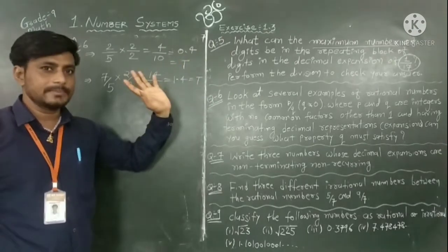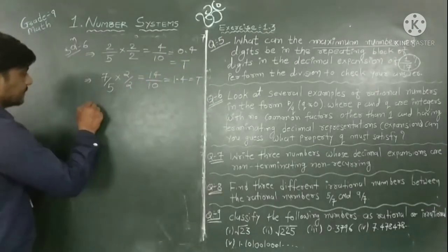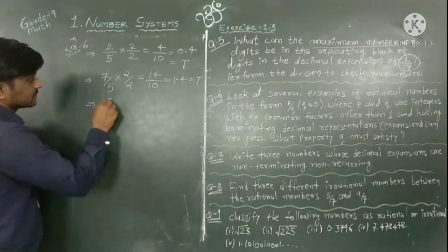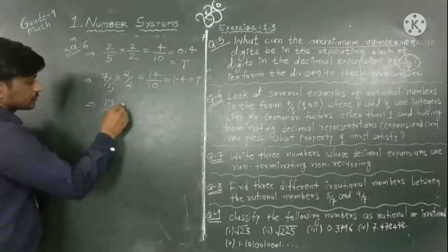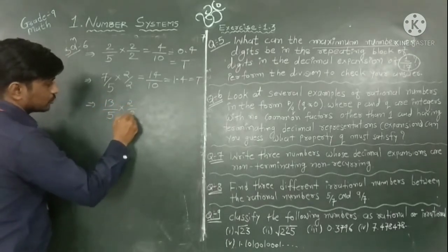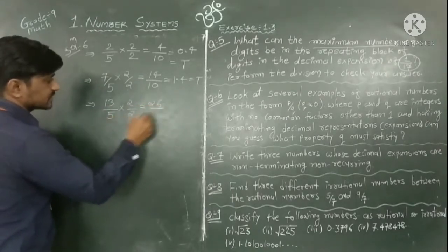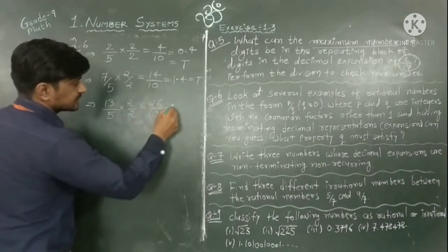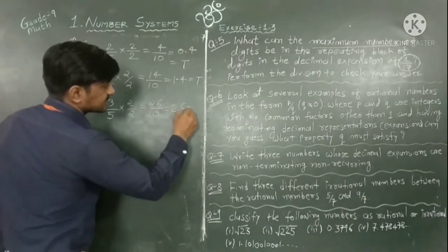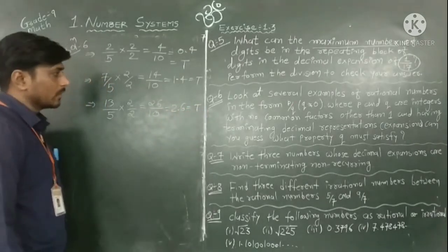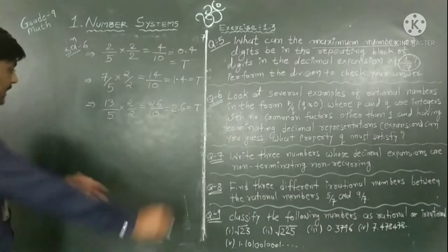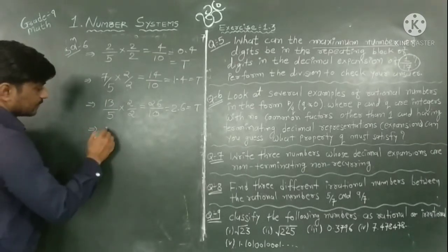In every example, I take one more example. Suppose 13 upon 5. So multiply by 2 by 2. What happened? 13 2s are 26 and 5 2s are 10. That means this is 2.6 and this is a terminating number. Okay. Now again I take one more example.